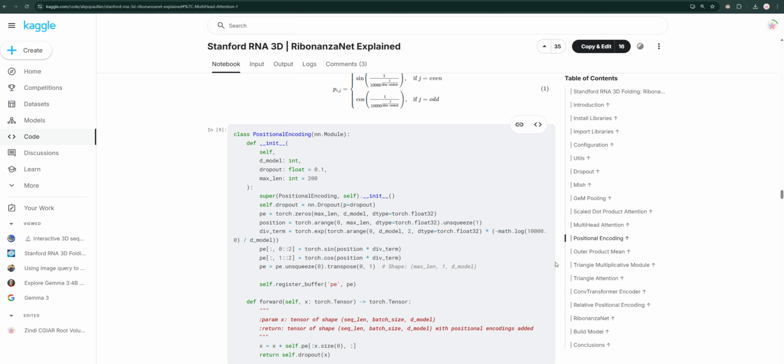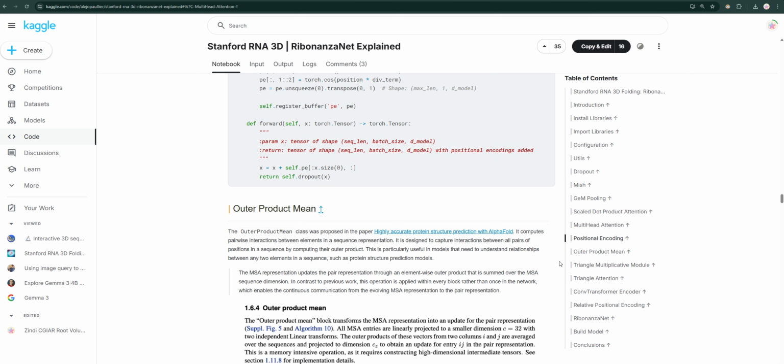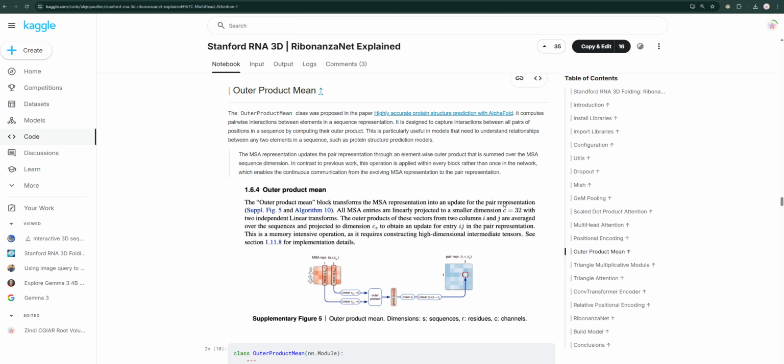The outer product mean module is inspired by AlphaFold 2 and computes pairwise interactions between elements in a sequence. It projects the sequence representation into a lower dimension, computes outer products between all pairs of positions, and then projects back to the final pairwise dimension. This operation is crucial because it allows the model to capture interactions between any two nucleotides in the sequence, which is essential for understanding how distant parts of the RNA might fold together in 3D space.